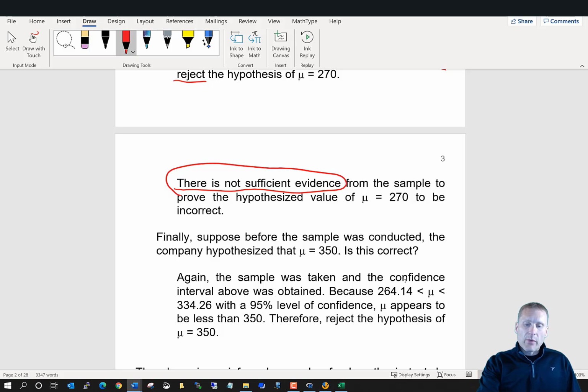Now let's suppose that we hypothesize that mu is equal to 350. Is this correct? Well, the entire interval now is less than what we hypothesized mu to be, so yes, we do reject that mu is equal to 350. We do have evidence from our sample that hypothesizing that mu is equal to 350, in terms of the mean lifetime of all light bulbs in the population, is incorrect. We do have sufficient evidence to indicate that that statement of hypothesis is actually incorrect.